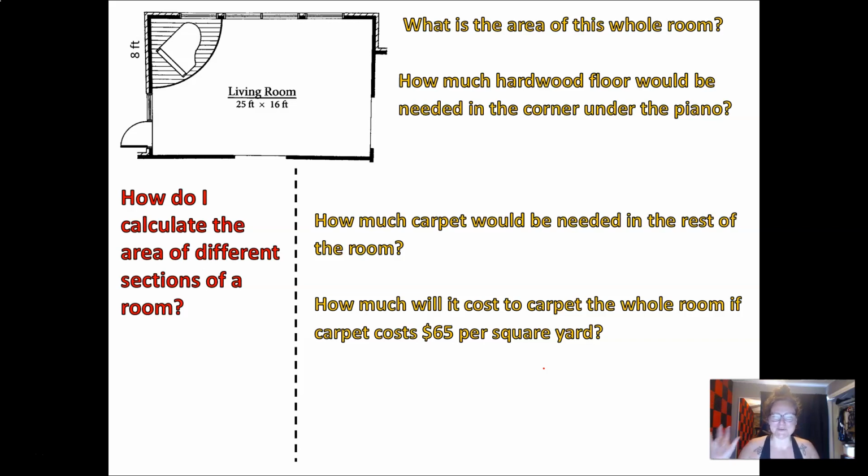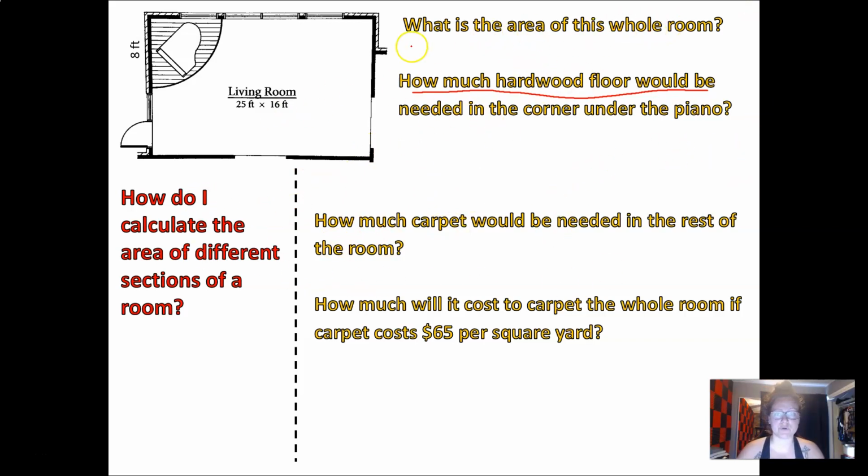Okay. What's cool is you can then take that area and you can see, for example, so here, how much hardwood floor would be needed in the corner under the piano. This is literally stuff that I just did in my own house. So we had to measure all the rooms and then figure out how much flooring we needed for the rooms. And obviously the area matches the amount of flooring, stuff like that. Okay. So how do I calculate the area of the different sections of a room?